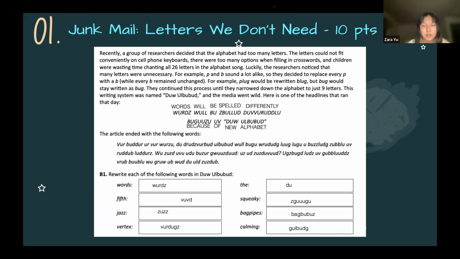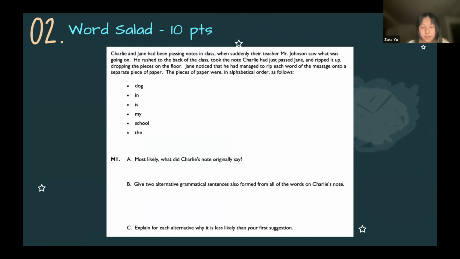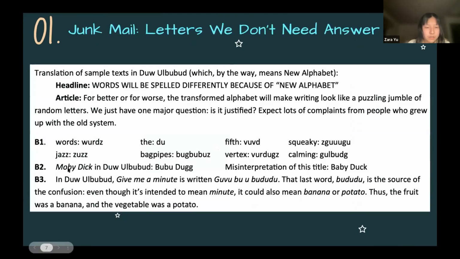Then for the second half of the question, you can go here. So B2, Moby Dick in the new alphabet is like this, Boo Boo Doug, which people can misinterpret as baby duck. So that would be the animal that you misinterpret it as.